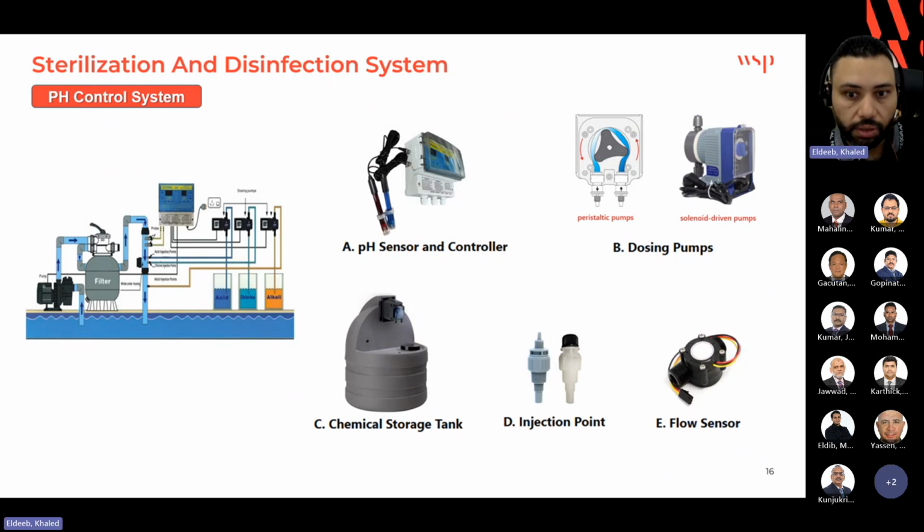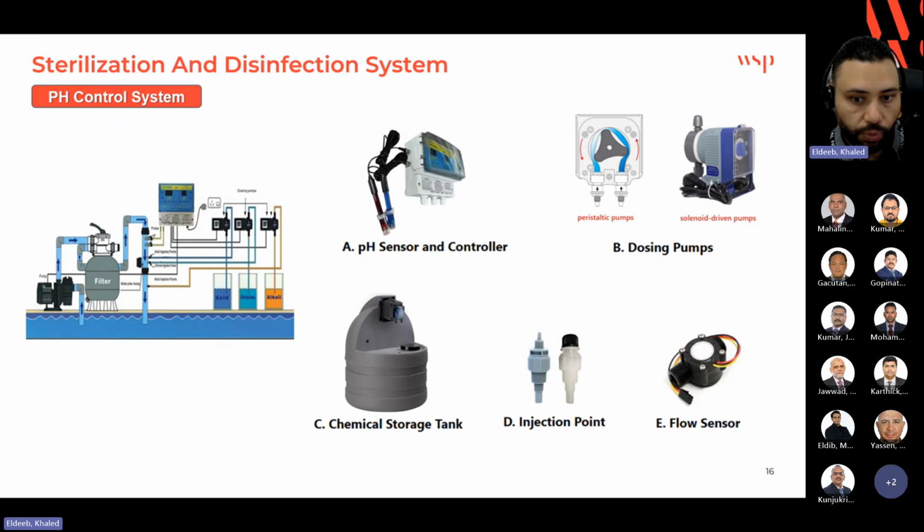The first one is called peristaltic pumps. This one gives low flow and low pressure actually, so we use it usually for small pools because it is easier to maintain. And the second type of pump is called solenoid driven pumps, which is more accurate. It gives higher precision than the other one, and we use it normally for the high pressure system or large pools. Okay, so those are the common two dosing pumps.